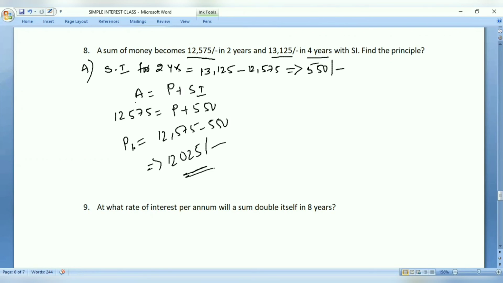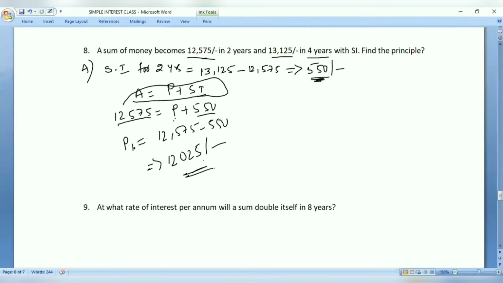From the formula that we know, amount is equal to principal plus simple interest. With this concept, we know the amount after 2 years, that is 12,575. Principal we do not know, and interest is 550 that we have calculated from the difference. So from this we have calculated the principal. So 12,025 rupees will become 12,575 in 2 years, and the same will become 13,125 after 4 years. Okay.